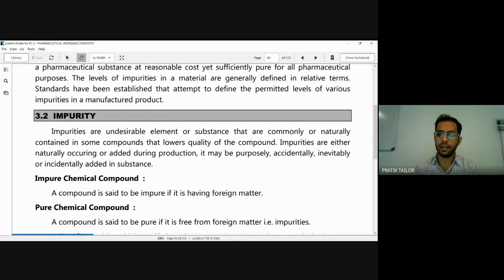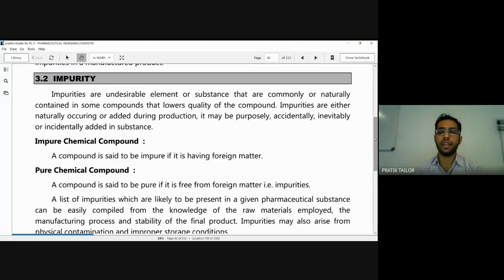And one thing: why are we allowing this impurity, why not have a 100% pure compound? Because it is time consuming, it involves a lot of time and manpower for a significant amount of time. That is why we go for the optimum quality that is required, that is mentioned by the high authorities, the regulatory bodies. So we will simply go with the optimum quality only. We won't go for 100% purification.